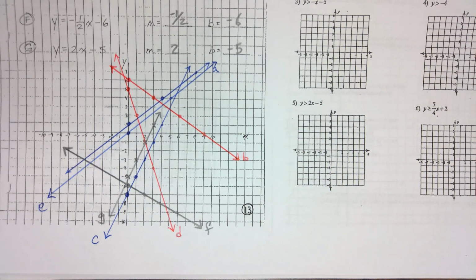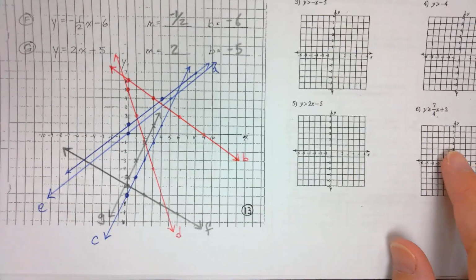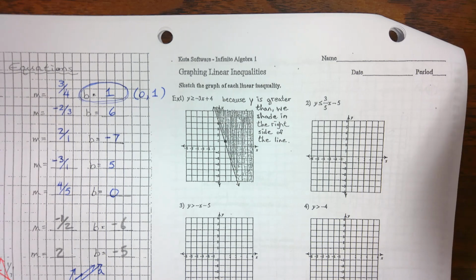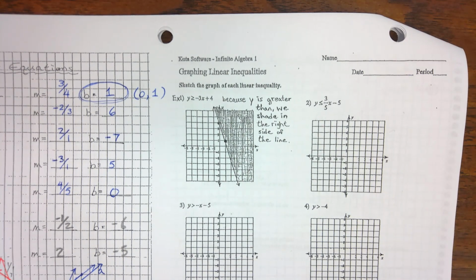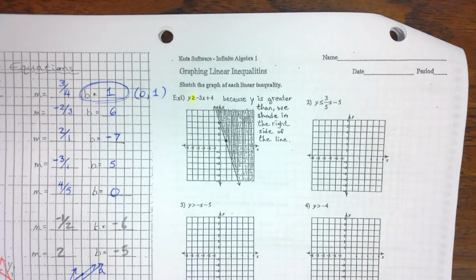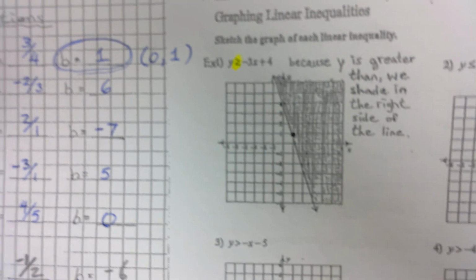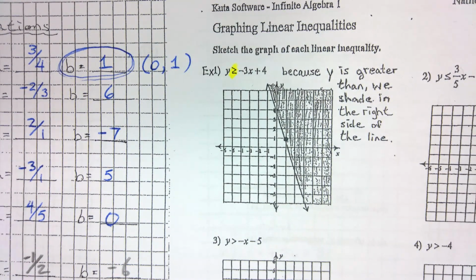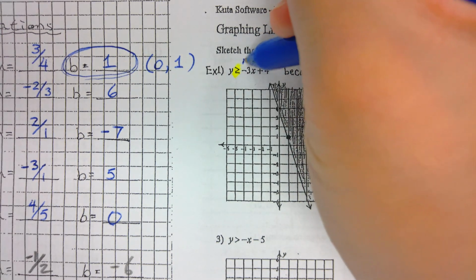Good. Okay, last example. This one right here. Sketch the graph of each linear inequality. So we know how to graph lines now. What's the difference with an inequality? So this symbol. Instead of y equals negative 3x plus 4, it's an inequality symbol. How you graph it is still the same way. Your m is negative 3 and your b is 4.